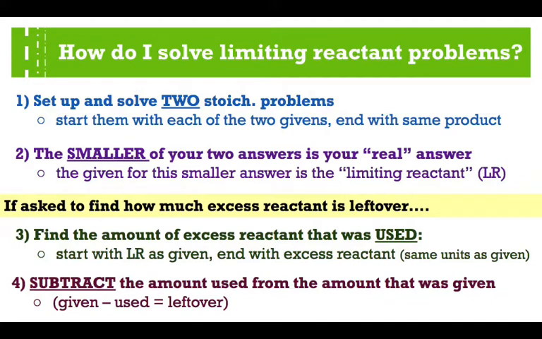tells us how much is left over. Now, this is going to mean one more stoichiometry problem if you're asked to find how much excess reactant is left over, but that stoich problem is just going to start with the limiting reactant as your given, so you're starting from one of your givens that you already started a problem with earlier, but this time you're going to end at the amount of your excess reactant, and you should aim to probably have the same units that you were given so that you can do this subtraction later. And that's all you got to do. Go from one reactant to the other, find that answer that tells you how much got used, then take given minus used, and that tells you how much is left over.